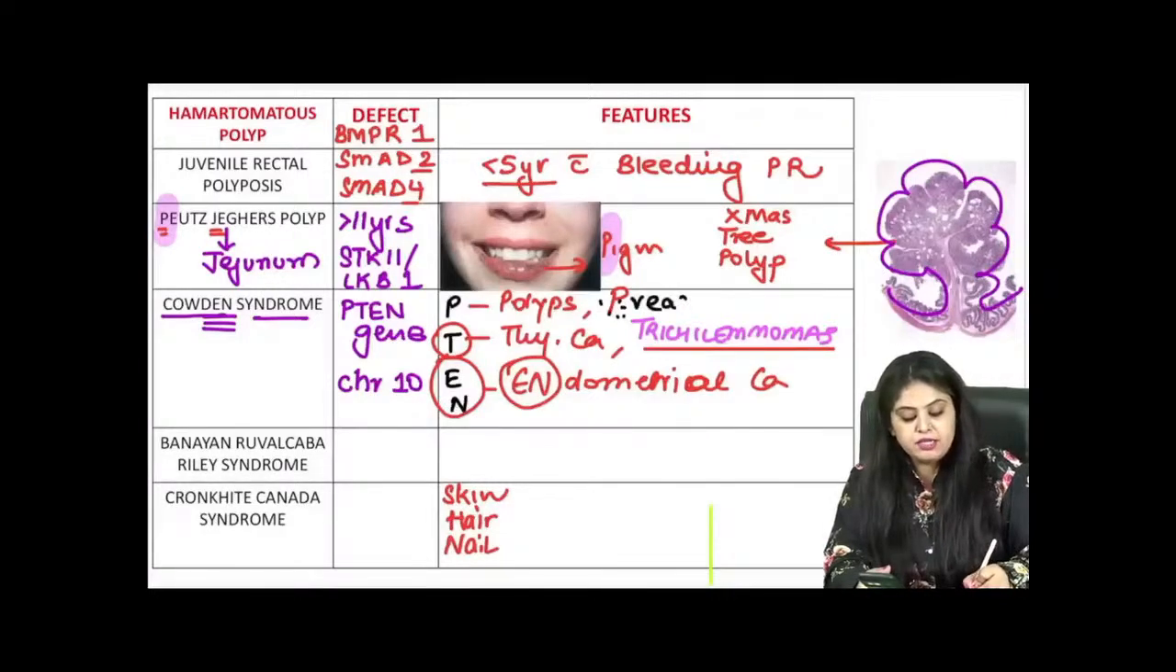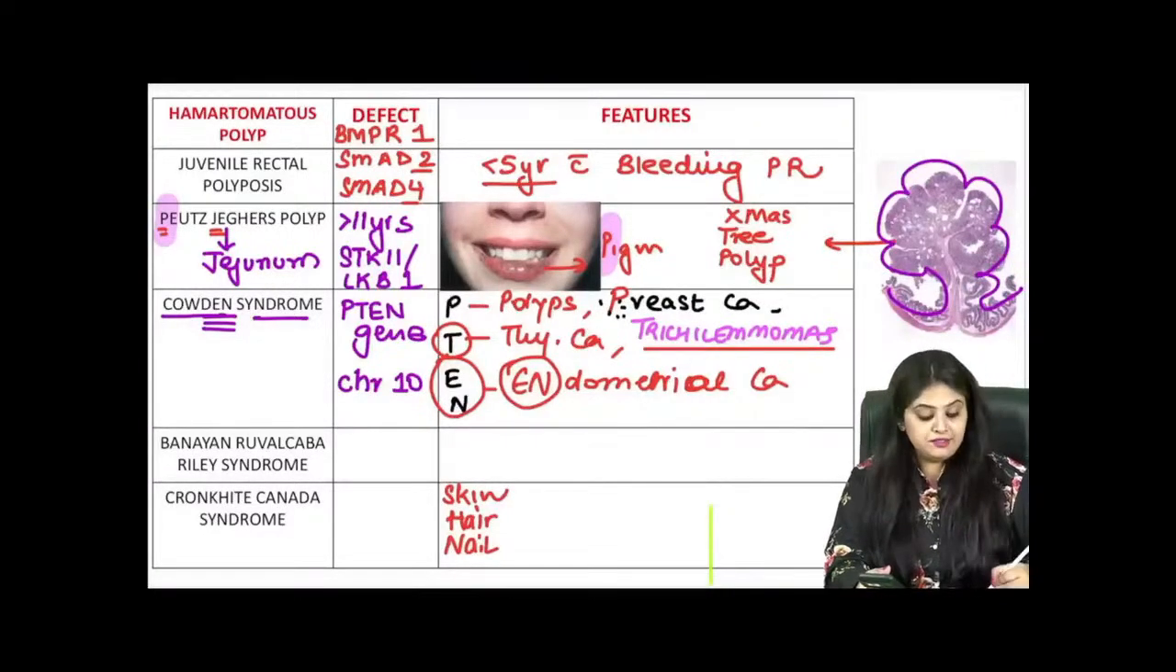Now let's come to the next polyp syndrome. Cowden syndrome. Everything in Cowden runs on 10-10-10. So what is the gene? It is going to be the PTEN gene. What is going to be the chromosome? That is also going to be 10. And what is the syndrome? It is going to be Cowden.